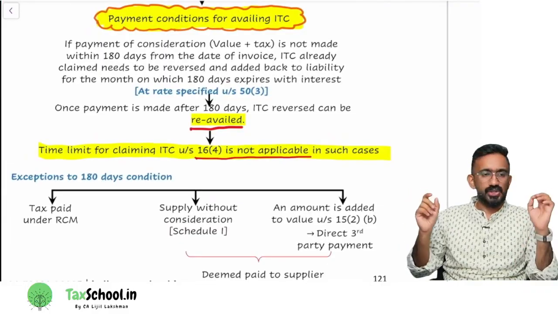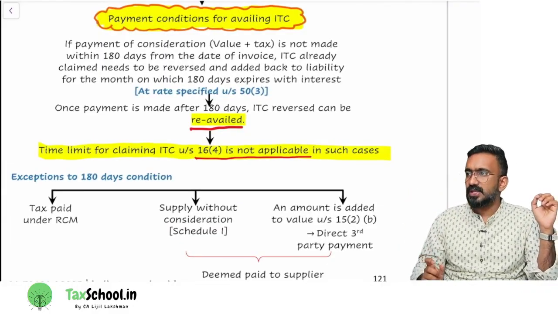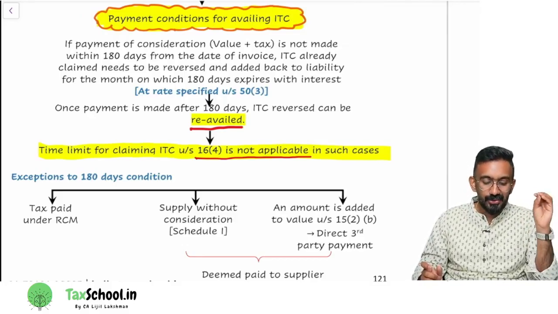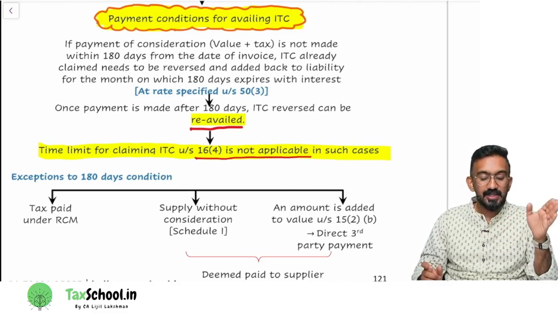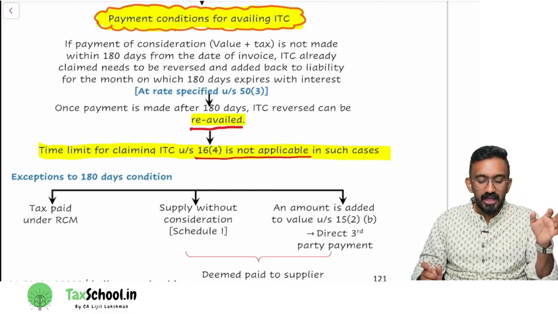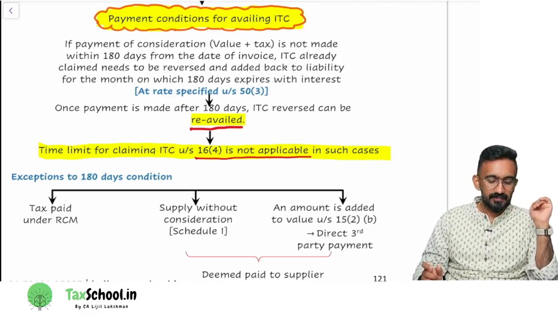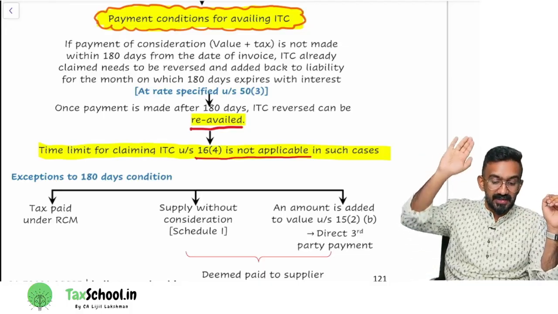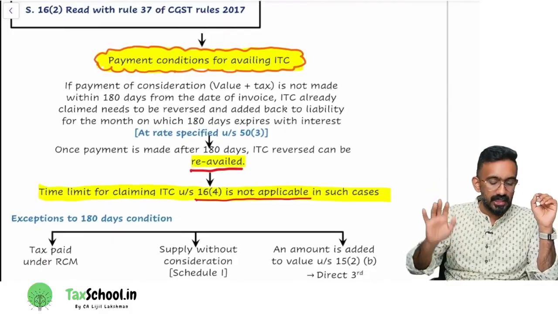Payment of consideration, that is value plus tax, is not made within 180 days from the date of invoice. The ITC claim needs to be reversed and added back to the liability for the month on which 180 days expires, with an interest at the rate specified under section 53. Once payment is made after 180 days, the reversed ITC can be re-availed. Time limit is not applicable in re-availment. Same would be applicable for 37A also. This is 37A also. At the time of re-availment, don't check the time limit.